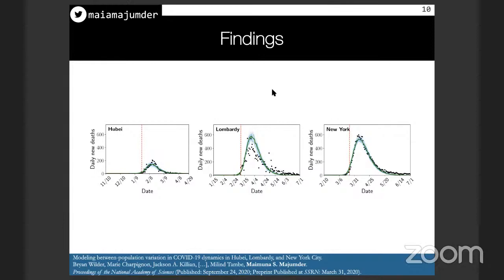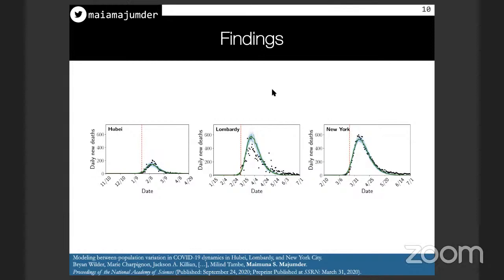The red dotted line indicates when ABMs for each location initiated a reduction in contact across the population in response to non-pharmaceutical intervention policies, such as sheltering in place orders. These policies were implemented at different times across locations, as is clear from the x-axis for the three panels, because these three outbreaks occurred at different times.